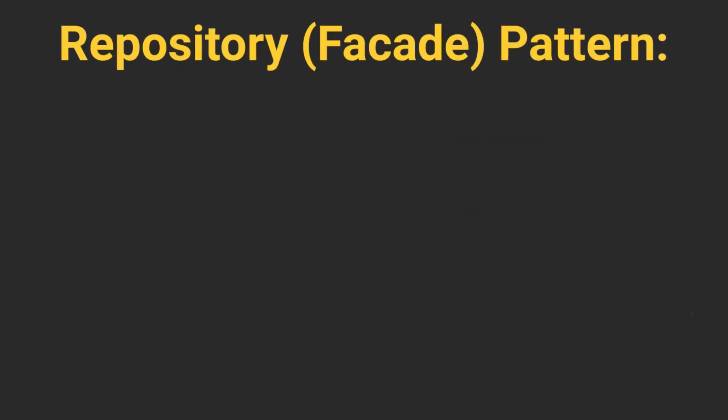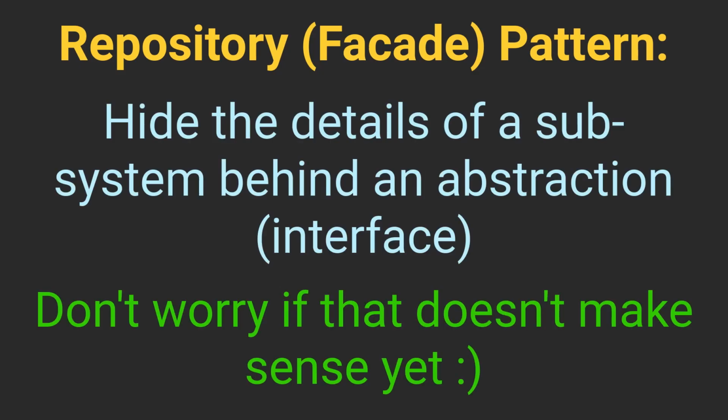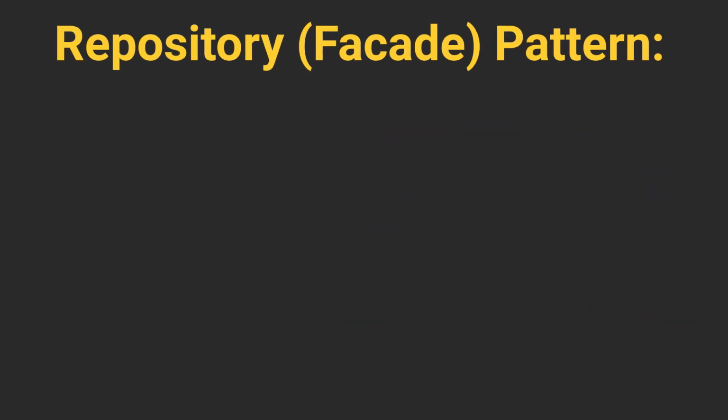This package contains several interfaces, which are used to employ the repository design pattern. This pattern is also known as the facade pattern, and the general goal of the pattern is simpler than its technical definition. The technical definition of the facade or repository pattern is to hide the details of a subsystem, in this case data storage mechanisms, behind an abstraction, in this case an interface. Let's look at a practical example to make sense out of that definition.